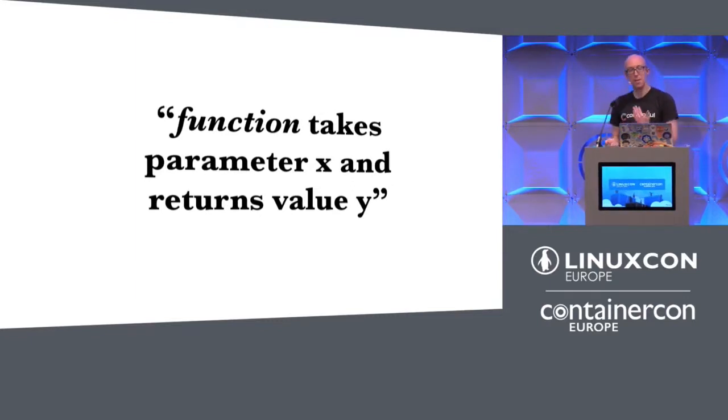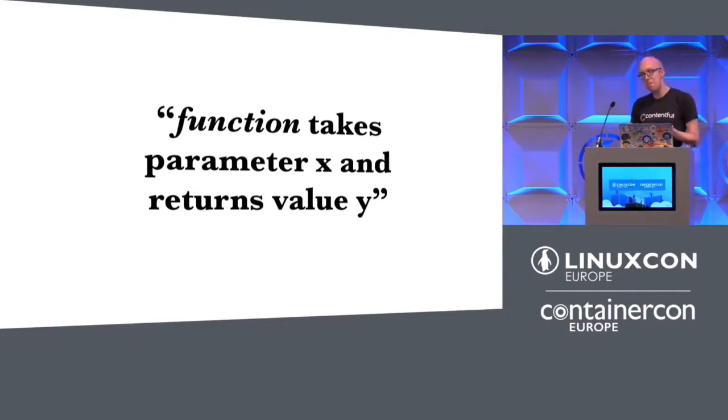So here is a perfectly good explanation of a function. Function takes parameter x and returns value y. This is just an example. I'm not spelling out exactly what it's doing, just for an example. It's clear, it's understandable, it's fine.